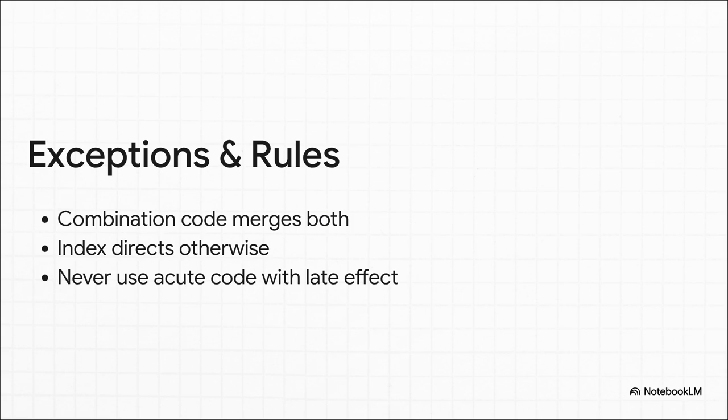Now, there are a couple of rare exceptions to our golden 2-code rule. Sometimes the codebook provides a combination code that perfectly merges both the residual and the cause into one single code. Other times, the alphabetic index might specifically direct you otherwise. But pay really close attention to this final critical rule straight from the guidelines. You can never, ever use the code for the acute phase of an illness or injury with the code for the late effect. You just can't code the acute illness alongside the late effect because clinically, they cannot exist at the exact same time.